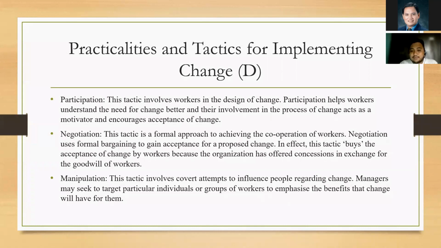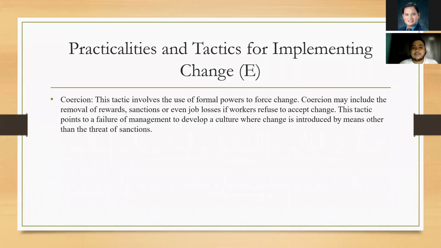Next, we have the so-called manipulation. This tactic involves covert attempts to influence people regarding change. Managers may seek to target particular individuals or groups of workers to emphasize the benefits that change will have for them.